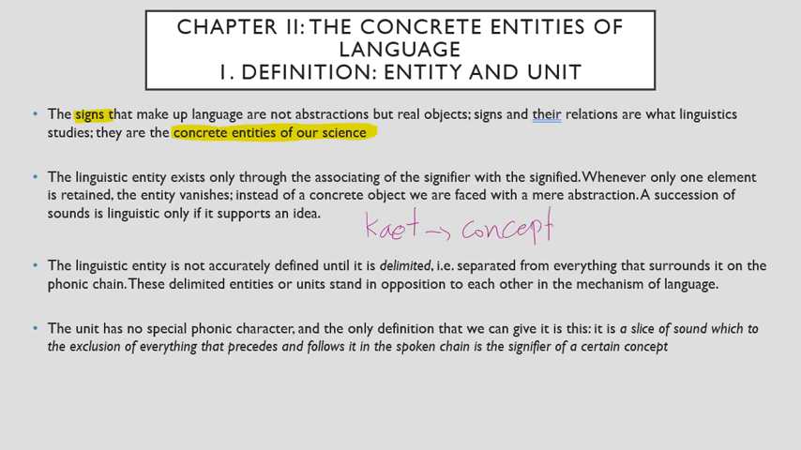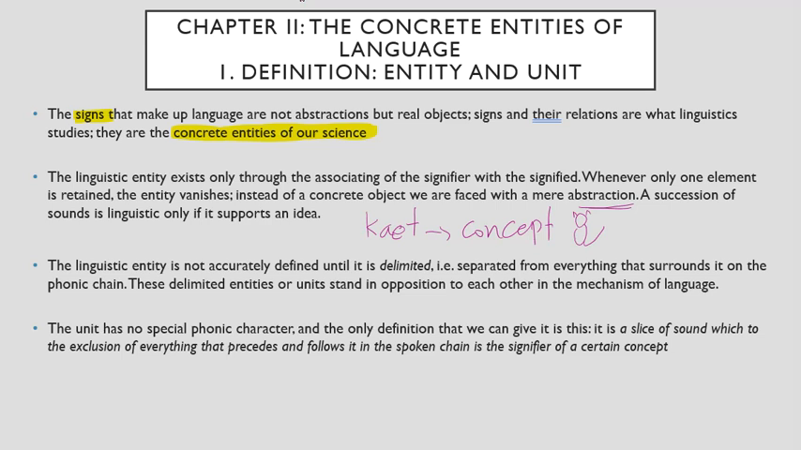So anytime you separate the signifier from the signified, you're faced with mere abstraction, because you only get a linguistic fact when you have a succession of sounds supporting an idea. If, for example, cat goes with the concept of a cat, with a tail like this, then you have a sign, and then you have a linguistic entity. But other than that, when they're separated, you don't have an entity. You're just faced with signifier and signified.